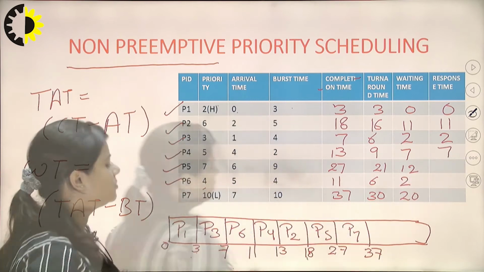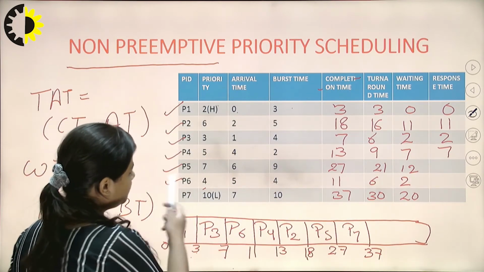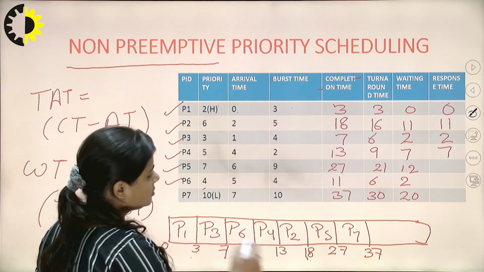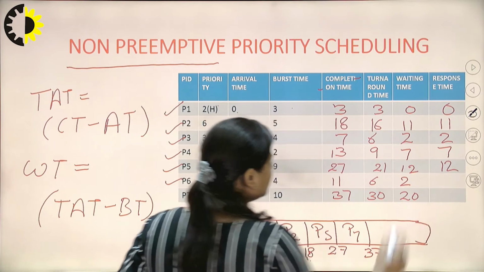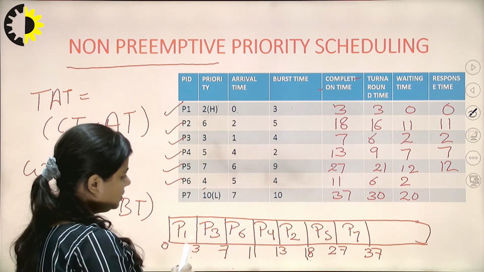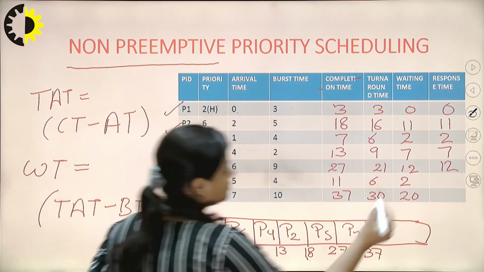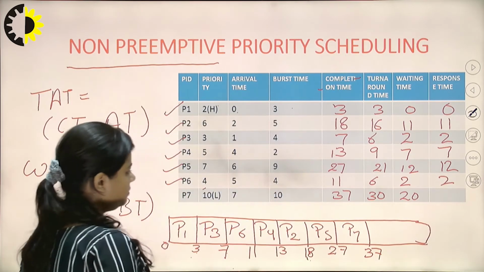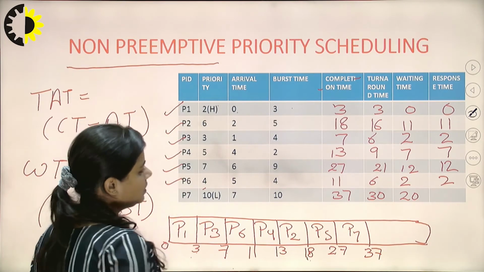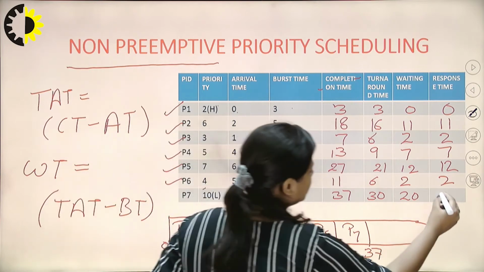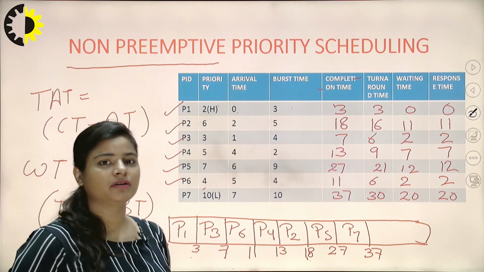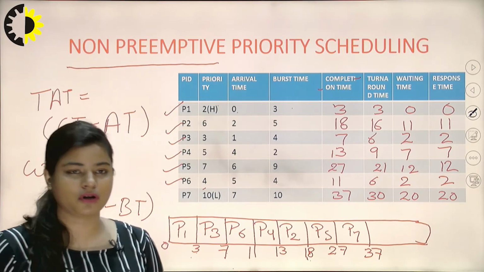Let's calculate the response time for P5. P5 got the CPU at 18 and it arrived on 6, so the response time would be 12. P6 got the CPU at 7 and it arrived on 5, so the response time would be 2. P7 got the CPU at 27 and it arrived on 7, so the response time would be 20. So we have found the completion time, turnaround time, waiting time and response time for all these processes.